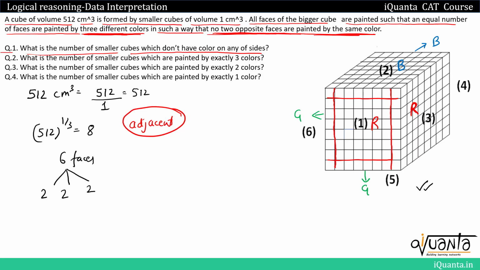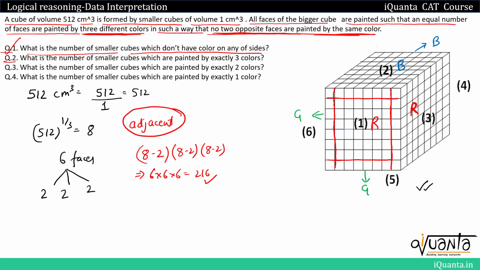So on each edge we were having 8 cubes earlier. Now it will be decreased by 2 on each edge. So we'll have 8 minus 2 cubes along the x-axis, 8 minus 2 cubes along the y-axis, 8 minus 2 cubes along the z-axis. So that means 6 into 6 into 6, that means 216 smaller cubes will be there, which will lie inside the first visible layer and they will not be having any color painted on any of the sides. So 216 will be the correct answer to the first question.